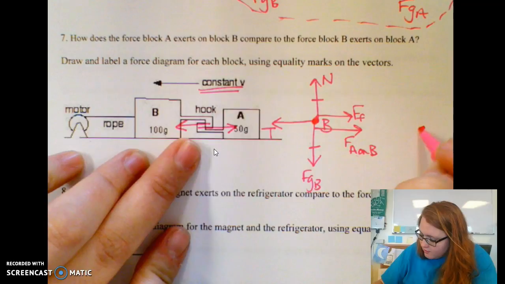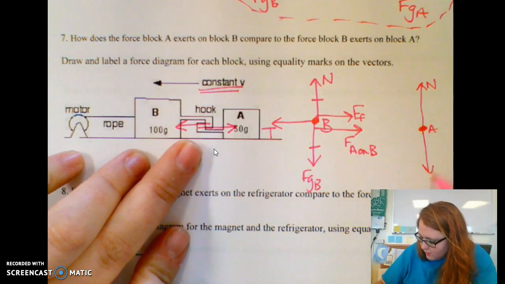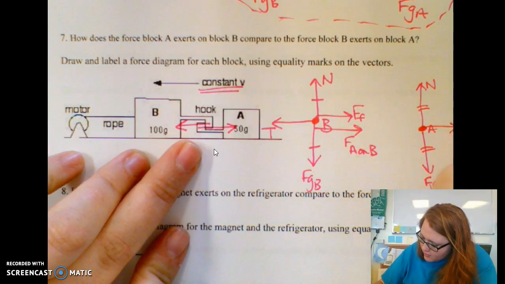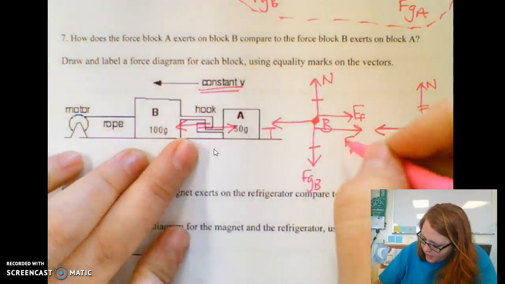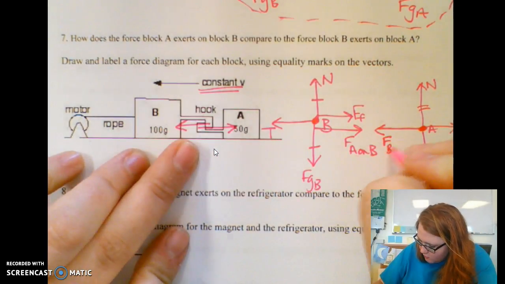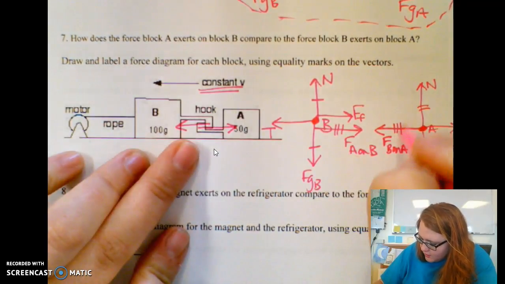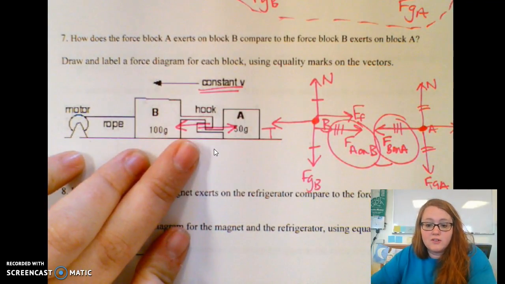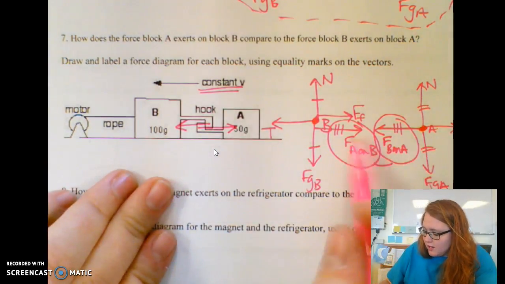Now if I look at A, it has a normal force and a force of gravity. And there's probably some friction on A. And we have B pulling on A. So F of B on A is how I'm going to write that. Now, these 2 forces are equal in size and opposite in direction. So they create a Newton's third law pair. And just look at the wording. This is where the interaction is happening.